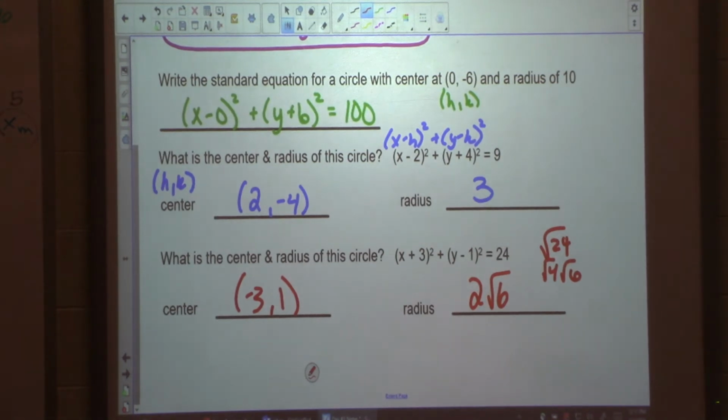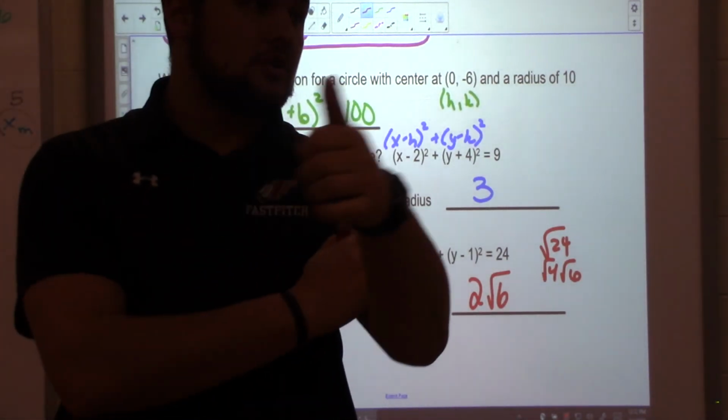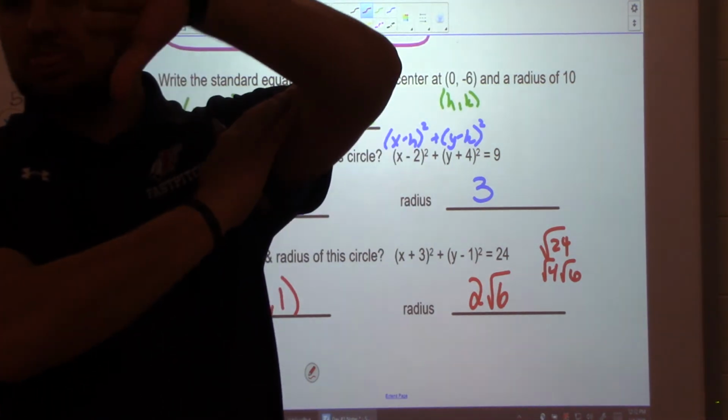Once you finish, check your answers with mine. Make sure we have a center that's a point, so it's got parentheses around it. Radius, because we're not actually graphing it, I'd like it in simplified radical form. How do we do? Good, so-so.